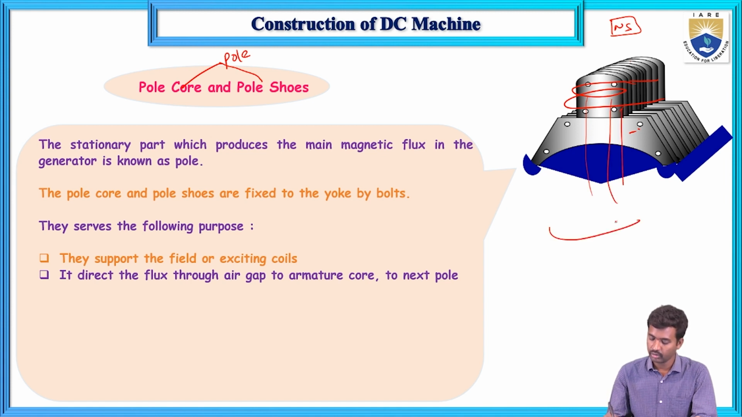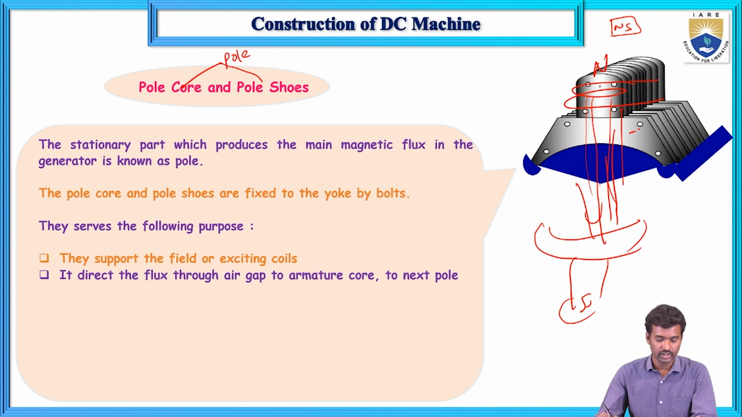So there is another pole shoe. This is the pole core. This is the north pole and this is the south pole. It generates the main field flux, and it directs the flux through this area. There is an armature in between these two poles. So it directs the flux to the next pole through the armature only.